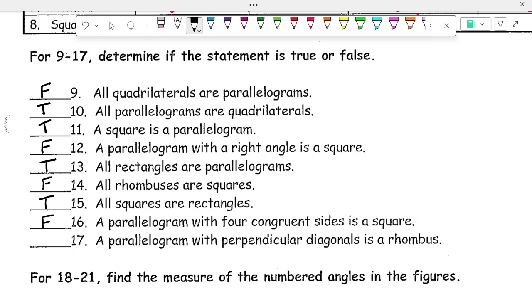Last one, a parallelogram with perpendicular diagonals is automatically a rhombus. True or false? Thumbs up, thumbs down. What do you guys think? Yeah, that's definitely true. So, rhombus is the first subtype that has the perpendicular diagonals. Squares have them too, but remember, every square is a rhombus.